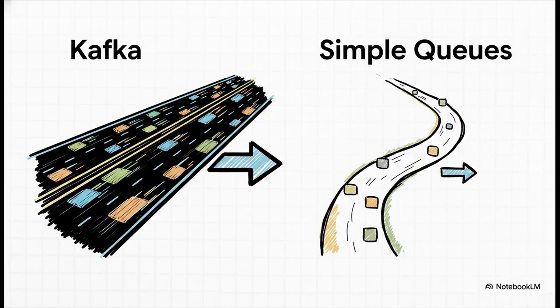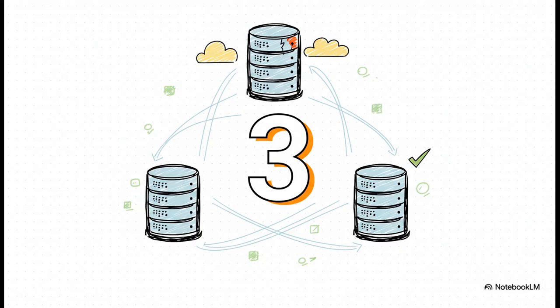But let's be real for a second. If what you really need is just a simple to-do list for your apps, a work queue where a message is do this task, and once it's done, it's gone forever, a classic message queue is probably a much, much simpler option. Using Kafka for that would be like using a sledgehammer to crack a nut. It's just overkill.